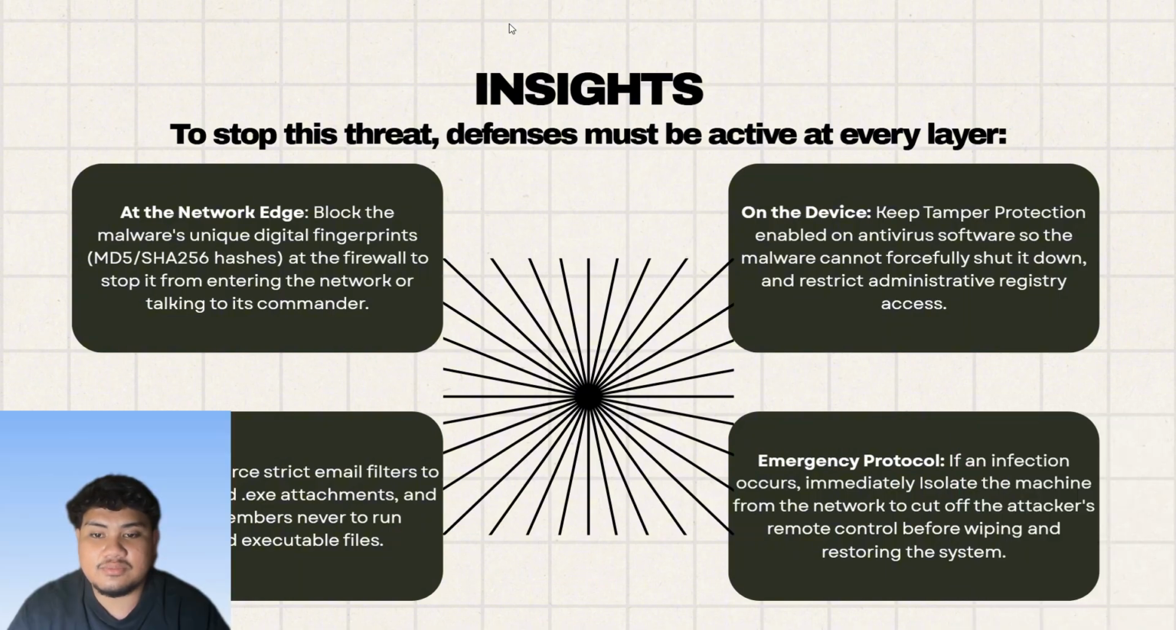And for the last one, emergency protocol. If an infection occurs, immediately isolate the machine from the network to cut off the attacker's remote control before wiping and restoring the system.